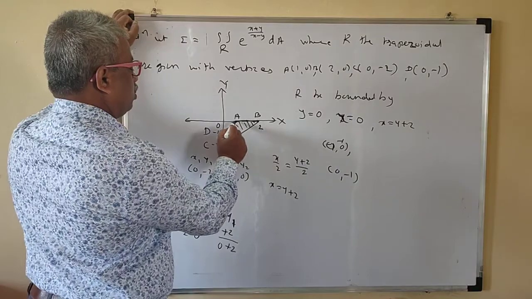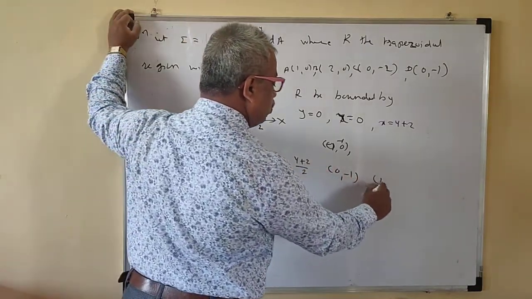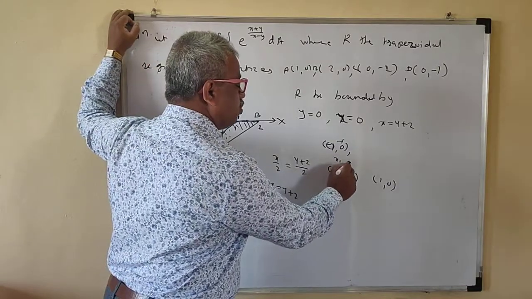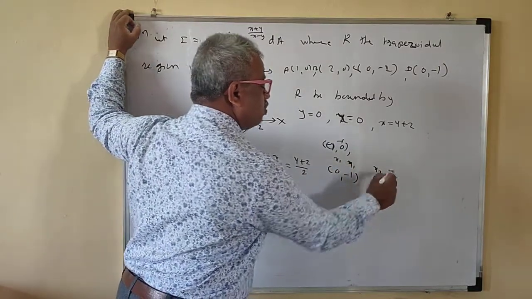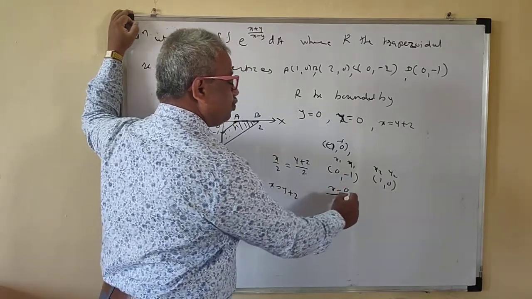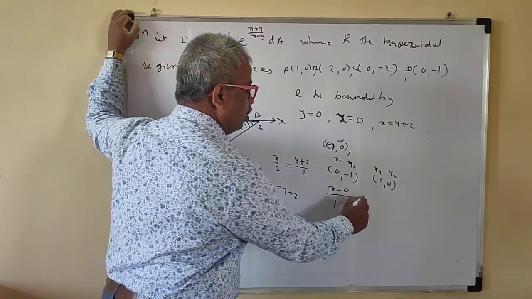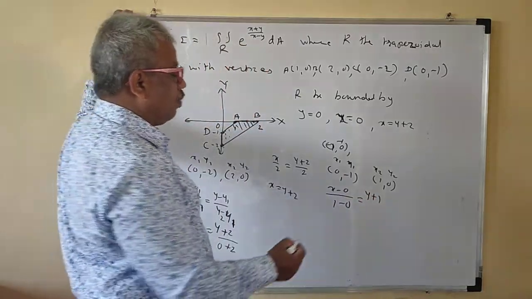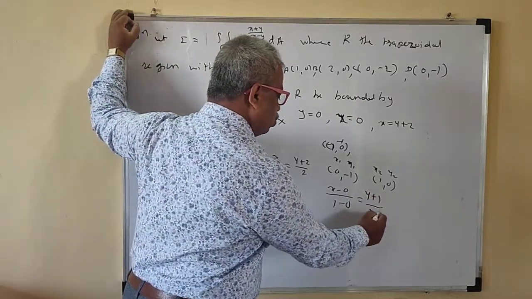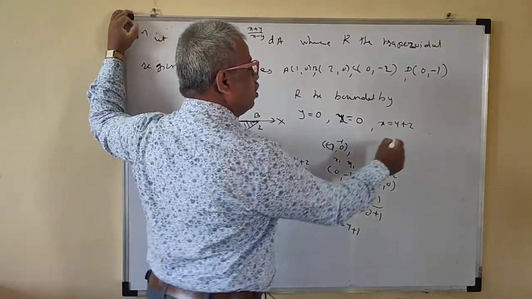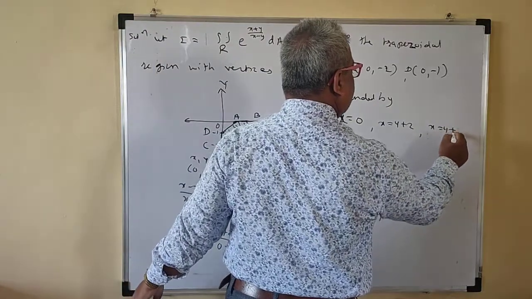And this point is 1, 0. You have to find the equation of this line. This is your x1, this is your y1, this is your x2, this is your y2. So x minus x1 is x, over 1 minus 0. Y minus y1 is y plus 1, upon y2 minus y1, which is 0 plus 1. So x is equal to y plus 1.